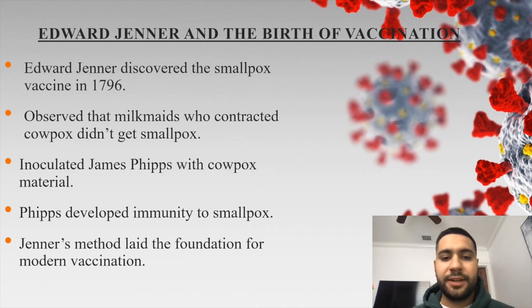Phipps developed a fever but quickly recovered. Then weeks later, Jenner inoculated him with smallpox, and he didn't become infected with the virus. This was revolutionary. Jenner had shown that immunity could be induced by exposing someone to a related, less dangerous virus. He called this technique vaccination.